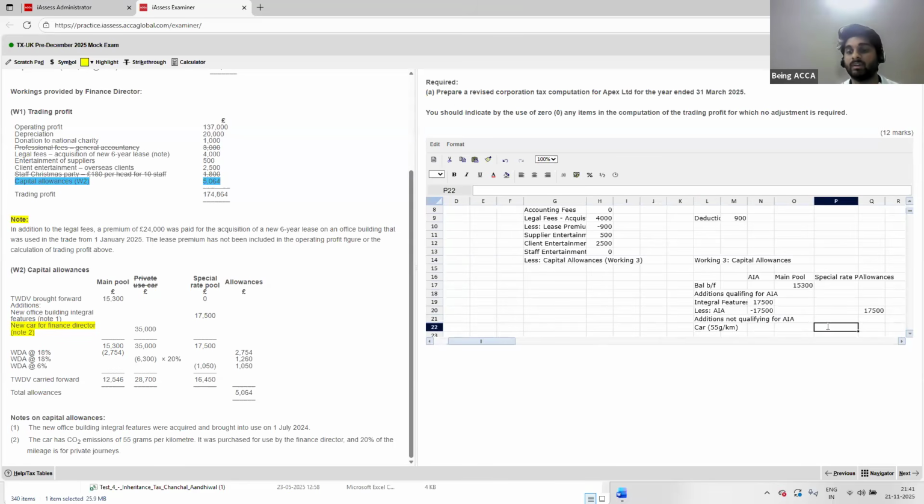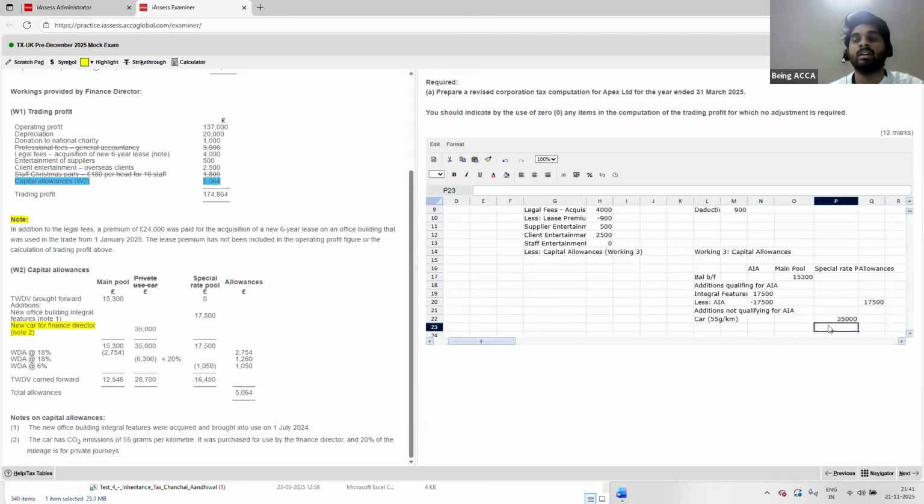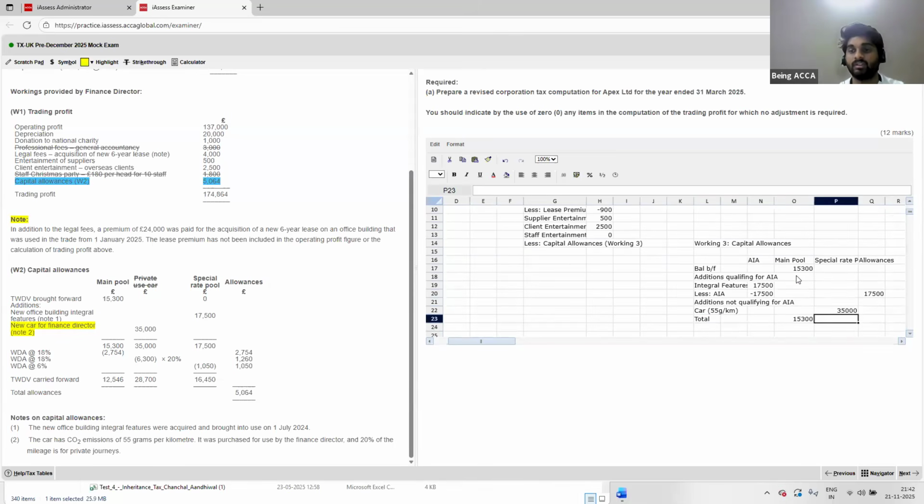Let me make it clear to you guys again. Private use adjustments are not applicable for corporation tax. It is only for individuals that you'll have private use adjustments. All right. With this, I think we have taken all the assets that are provided to us. So here we can start totaling the values. The main pool is equal to 15,300. The special rate pool also has nothing but the car, so this will be this one.